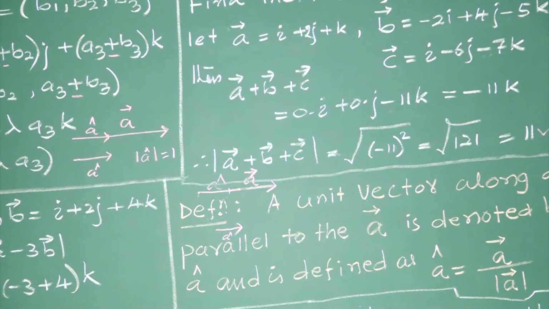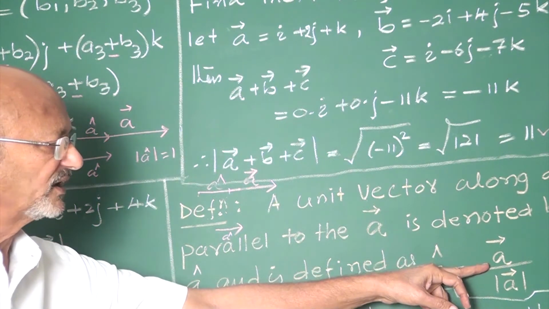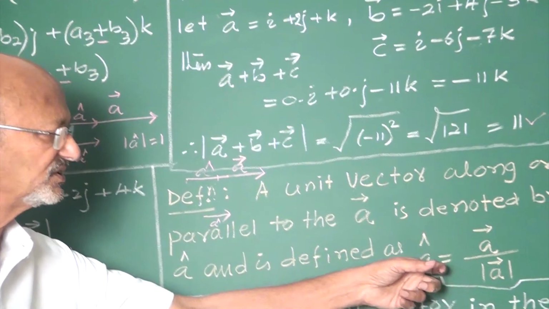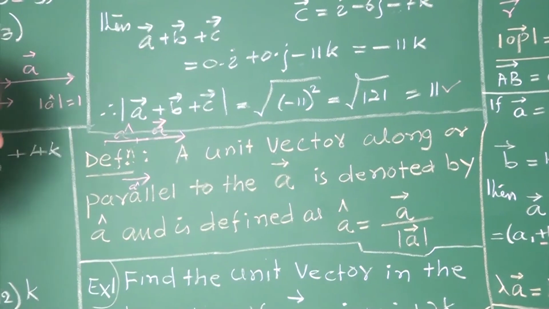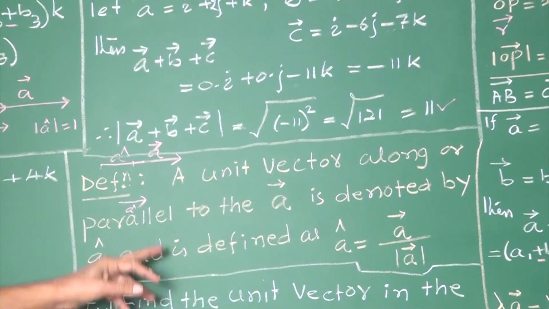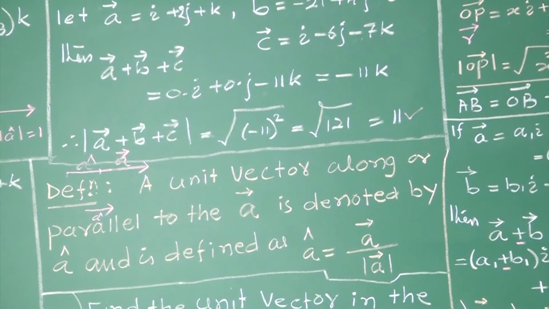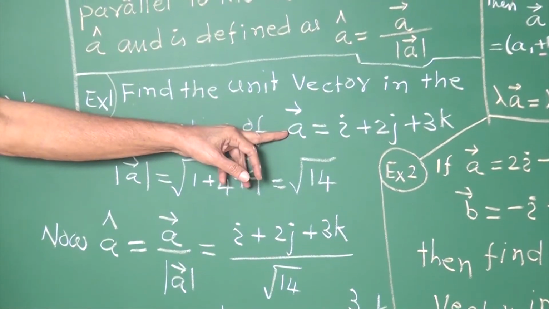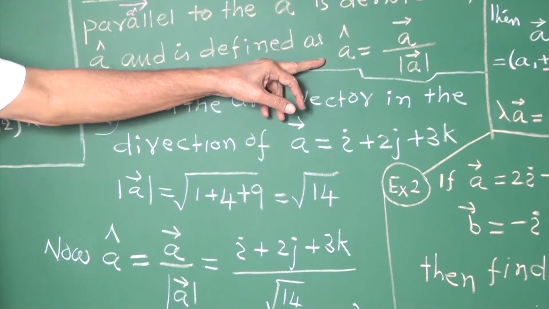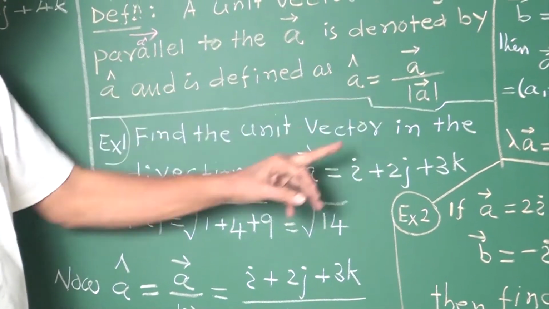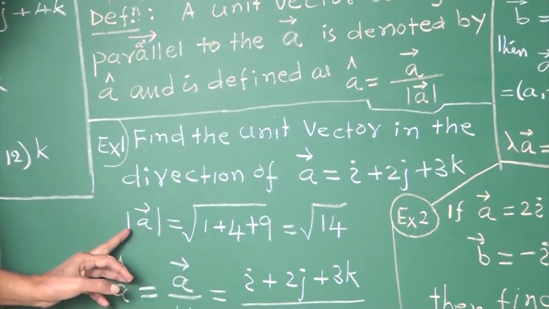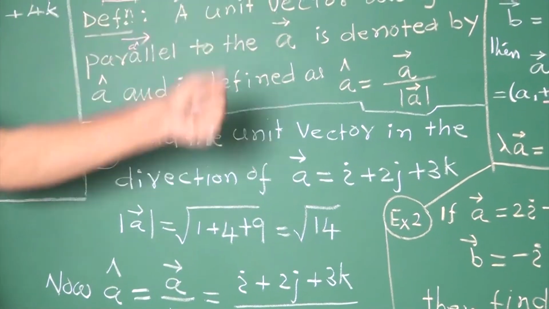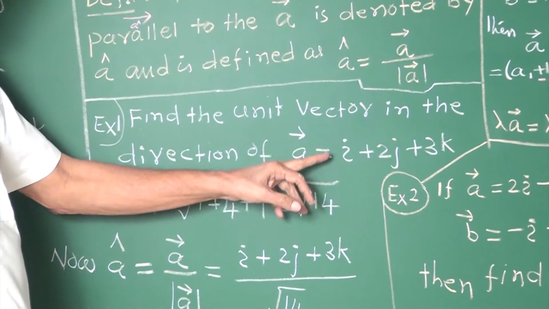Then such a vector A cap is given as the same vector divided by its magnitude. This is a definition, my friends. Then I have done two examples based on this. Find the unit vector in the direction of the vector A. That unit vector needs what? Vector A upon its magnitude. You have to find the magnitude of A.